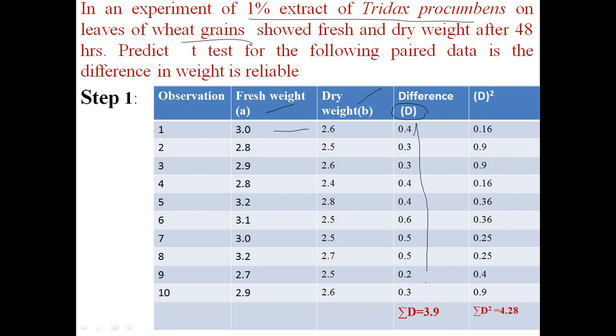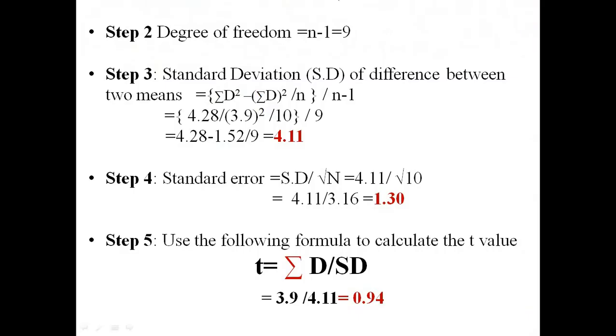So we'll get this fourth column like this, and we have to do its column summation, that is summation of D, and the next column, that is D square. Just square all these values and take their sum. So we'll get this value. Next, again like the unpaired data, we have to calculate the degree of freedom. You are familiar with degree of freedom, n-1, then standard deviation.